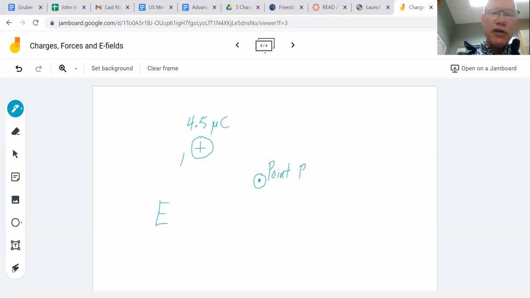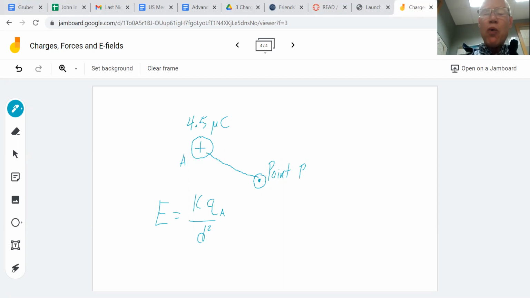So if I call this charge charge A, the E field that I'm talking about from charge A is going to be calculated as E equals kQ over d squared. There's only one charge, charge A, because there is no charge at point P. But the distance I'm talking about, if I want to know the field strength at point P, is still the distance from that charge to point P.